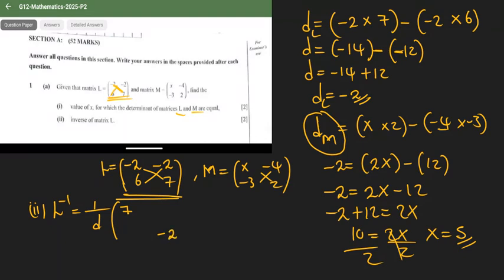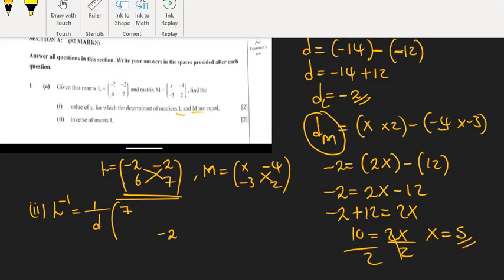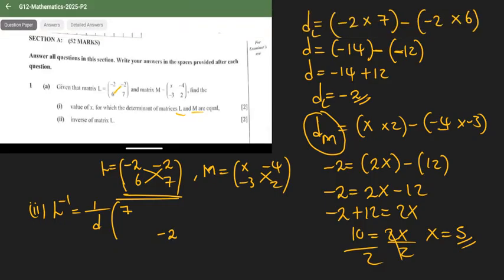Then you've seen this diagonal, right? This diagonal here, these they just exchange signs. So this one was negative 2, it will become positive 2. This was positive 6, it becomes negative 6. So the inverse will be 1 over the determinant, which you found, which was negative 2, times the matrix 7, negative 6, 2, negative 2. Simple.